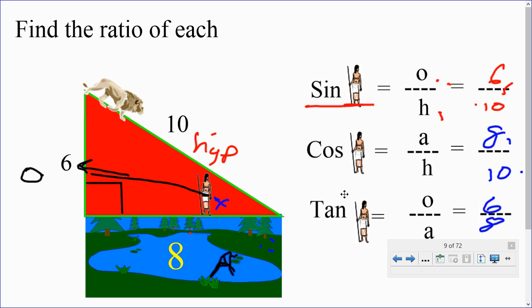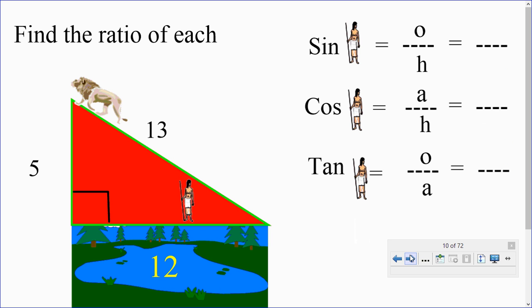So there's our first step for trigonometry. See if you can try this one on your own, where we have some different numbers, 5, 12, and 13. SOHCAHTOA is standing here at the bottom of the mountain. I see that dangerous lion, so hopefully that'll help you remember which side that is called, and fill in your ratios.